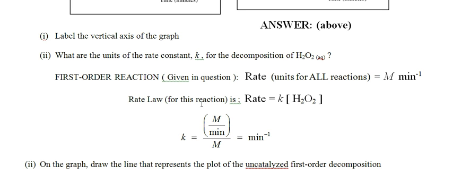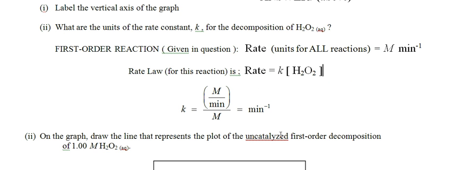So the rate law for this reaction is rate equals the constant K times hydrogen peroxide to the first order. All right, so if we know that rate is molarity per minute, and we know hydrogen peroxide is molarity, we're going to move the hydrogen peroxide right below the rate, and we're going to isolate K. So in this instance, the molarities cancel, and we're left with 1 over minutes. Okay.